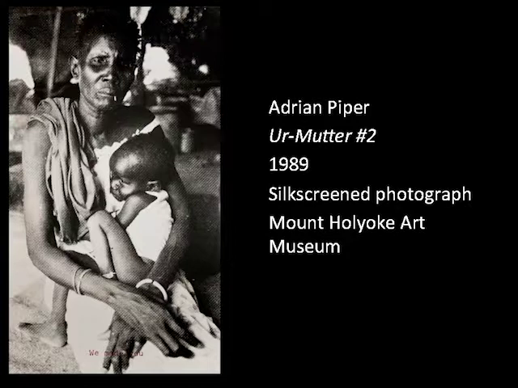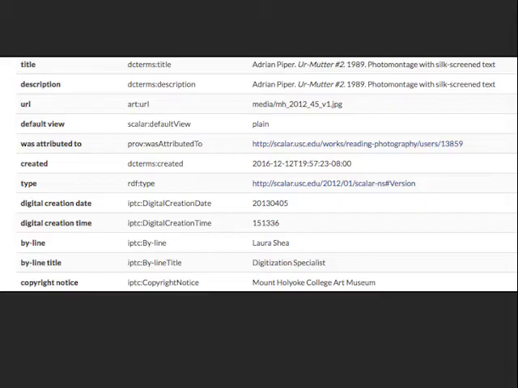So I'm just going to show you some silkscreen photograph, Mount Holyoke College. This is some of the metadata that we have on the Scalar site. It allows you to put all that kind of detailed information. This is just a screenshot. There's actually about three times as much of the metadata, including who made the actual digital image that I'm borrowing from, which comes from the College Museum database.